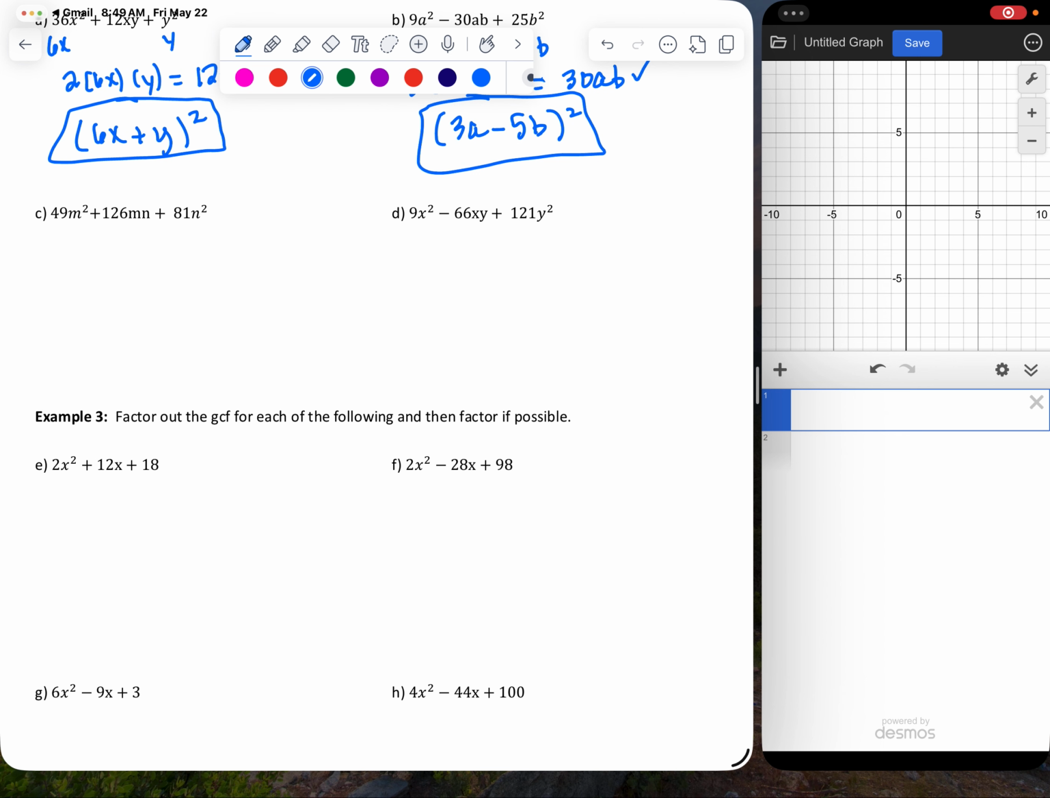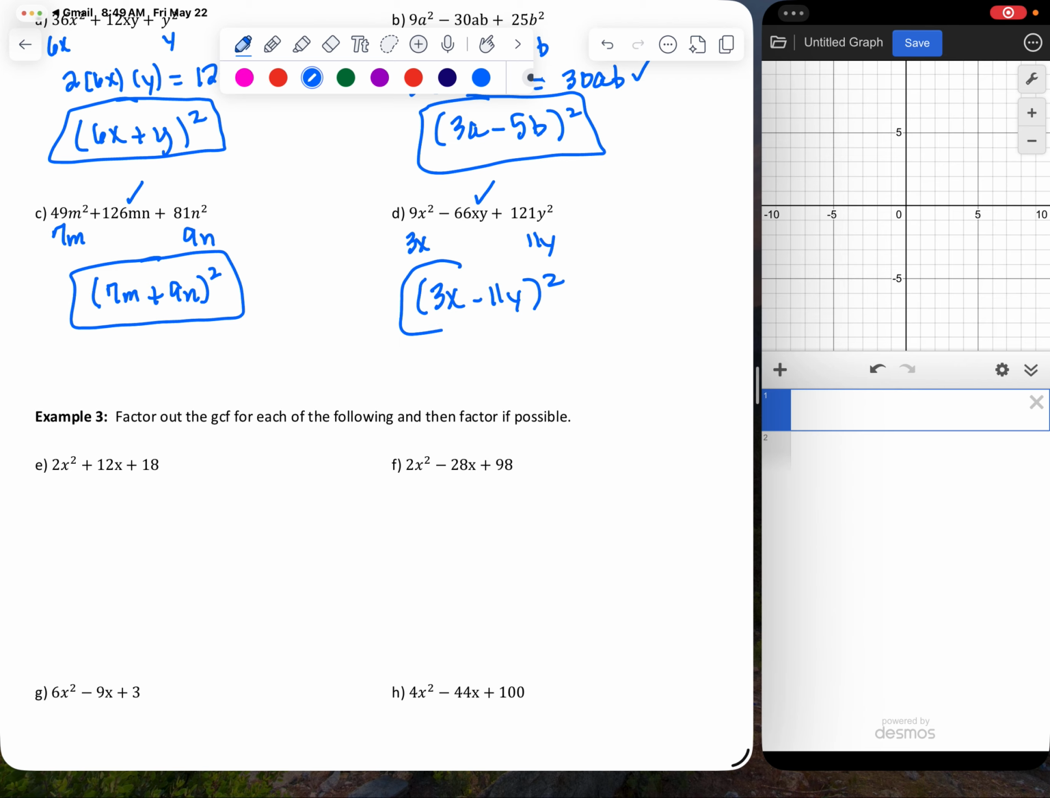All right, welcome back. Let's see how you did. This was 7m. This was 9n. When I multiplied those and doubled them, I got the 126. So my answer is 7m plus 9n, quantity squared. All right. Problem D, the square root of my first term was 3x. The square root of my last term was 11y. If I multiplied those together and doubled them, I do get the 66xy. So 3x minus 11y, quantity squared.